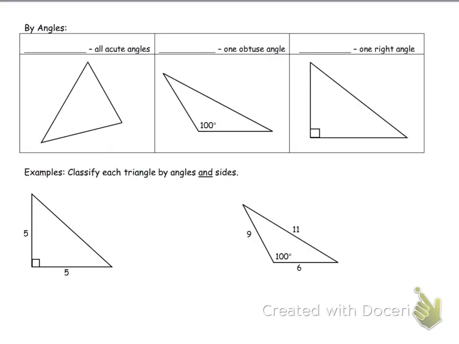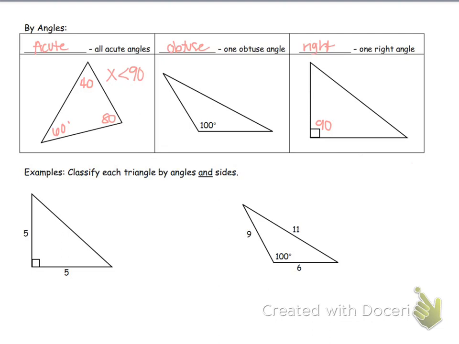Okay, all acute angles, so it's an acute triangle. All my angles are going to be smaller than 90, so examples would be 60, 80, and 40. Your next one, you've got one angle that's bigger than 90, so we've got obtuse. And then for our last one, a right triangle, because it's got that little box in there. That would be 90 degrees.